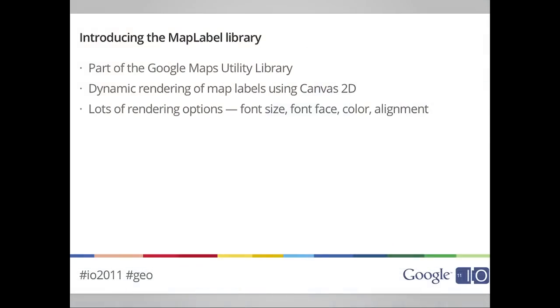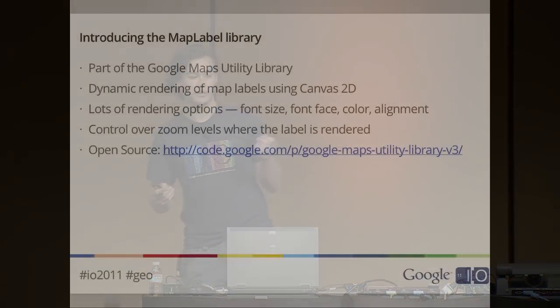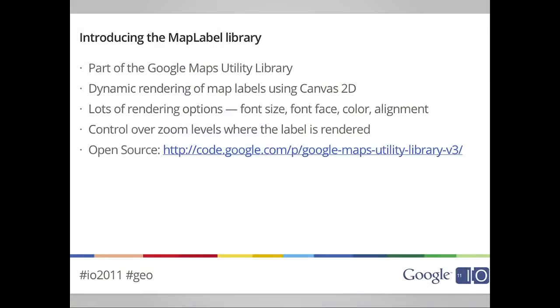There's lots of rendering options: font size, font face, color, alignment, basically anything Canvas can do. And there's control over which zoom levels show which labels. So this is really useful for showing a different set of labels at different zoom levels. As you zoom out, you probably want fewer labels so as not to clutter the map. And it's going to be open sourced, and it will be available at the Google Maps utility library page.